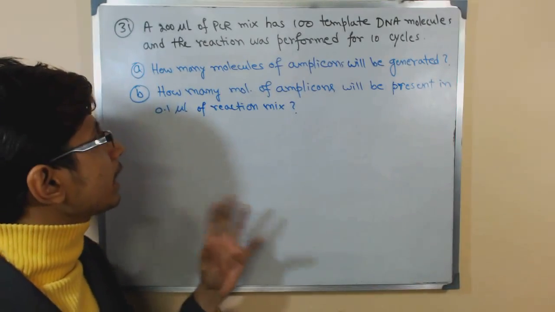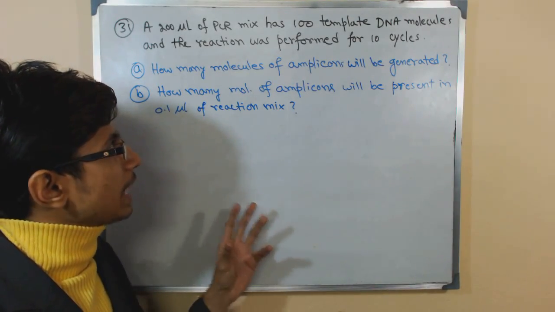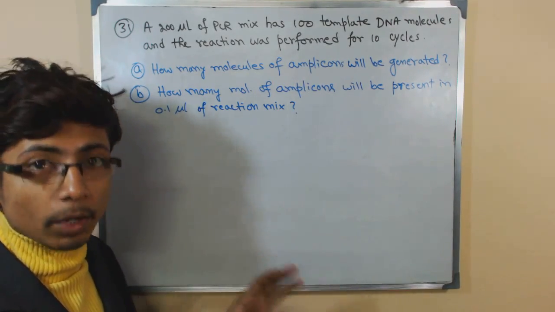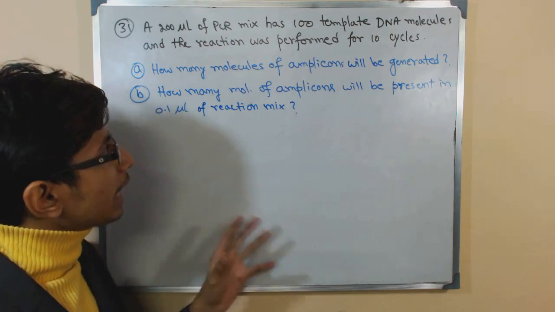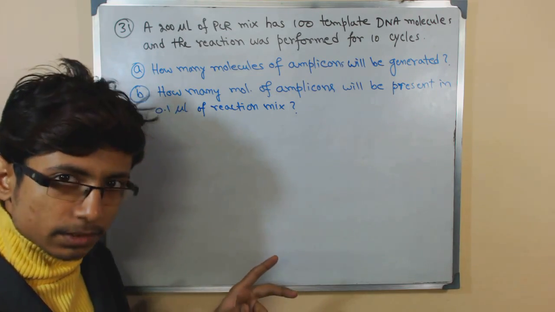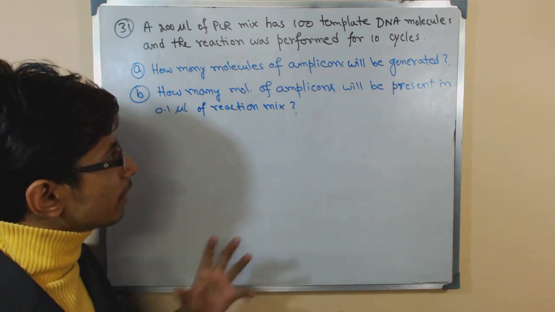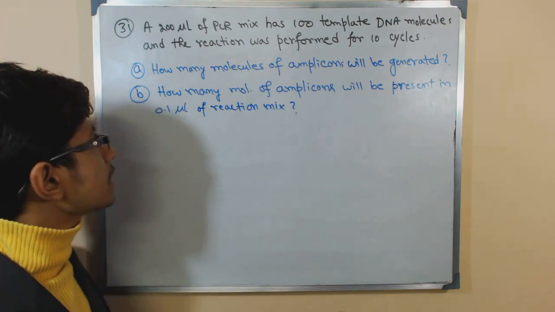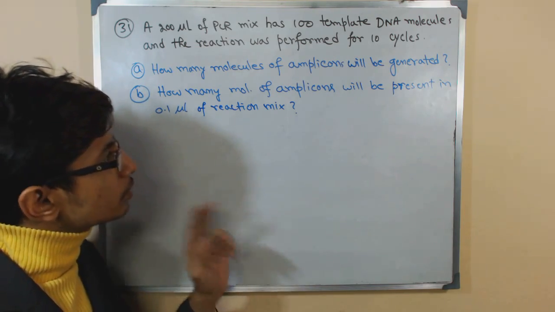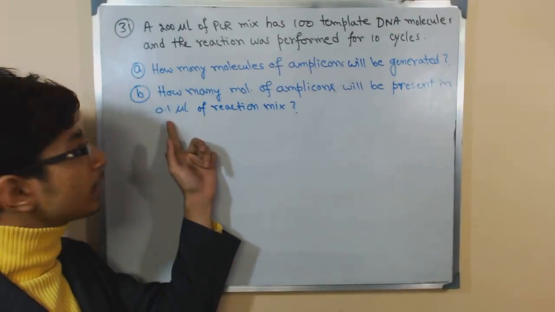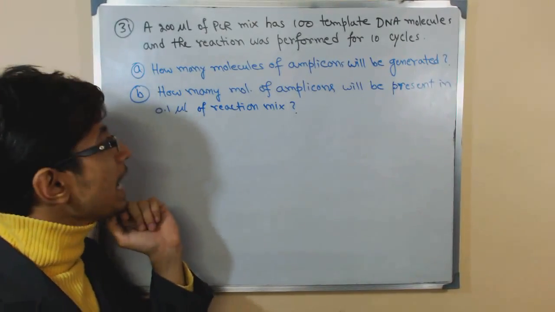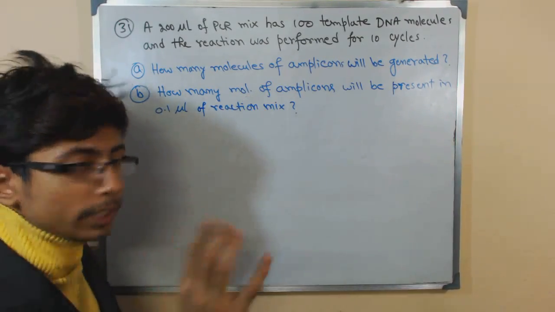A 200 microliter PCR mix has 100 template DNA molecules, and the reaction was performed for 10 cycles. Now they asked us two questions. One is how many molecules of amplicons will be generated. Second is how many molecules of amplicons will be present in 0.1 microliter of the reaction mixture. Here this doesn't mean mole, it is molecule.